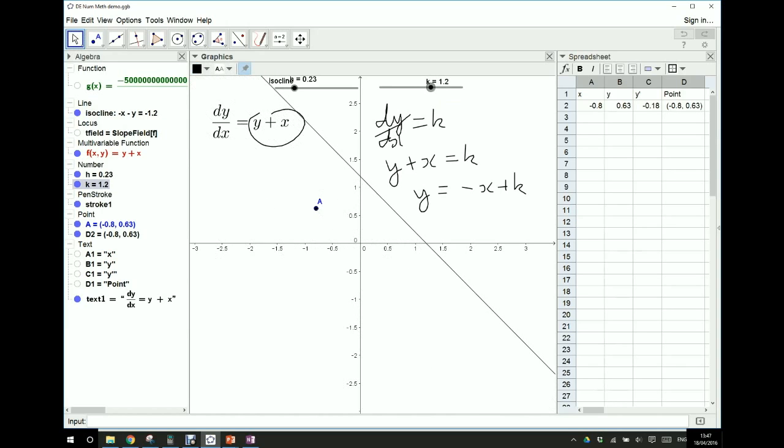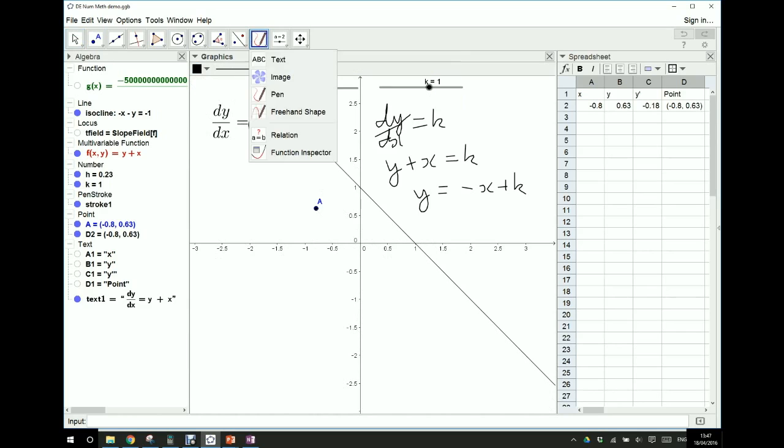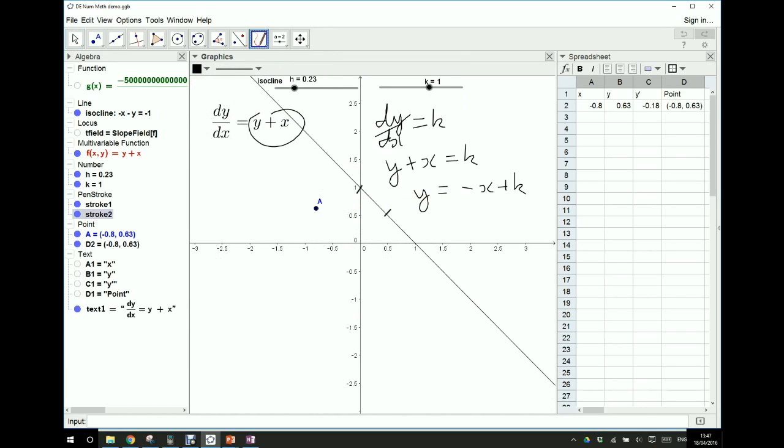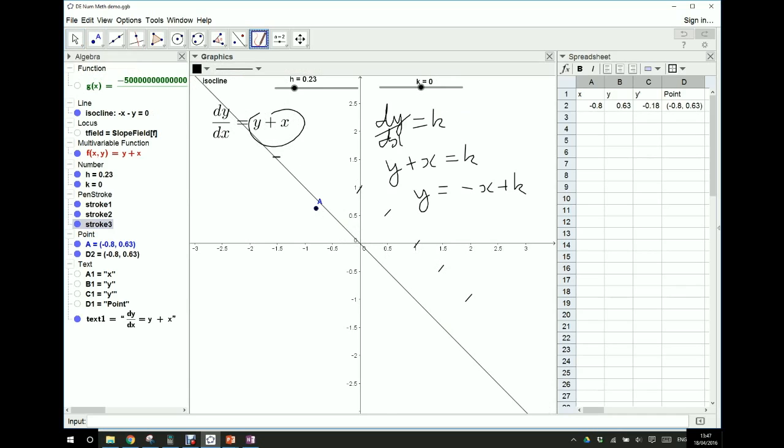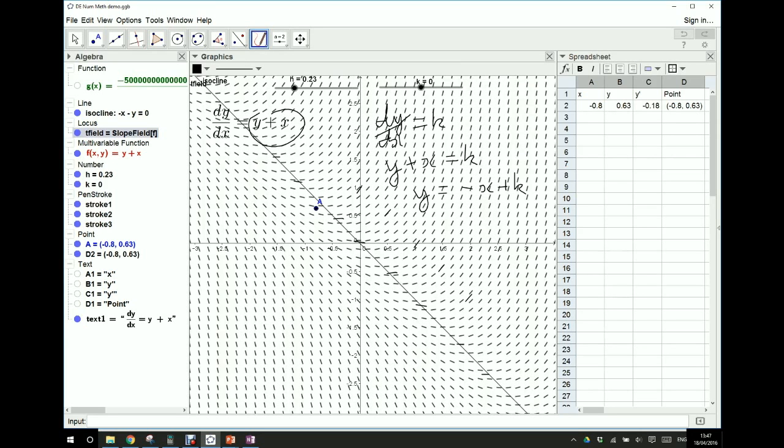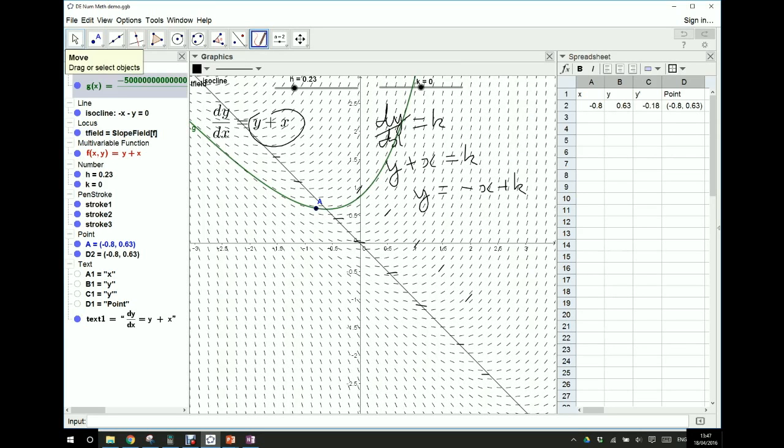If I set k to be 1 again, I would know that everything on this line has a gradient of 1, so I could draw lots of little lines like this. If I set k to be 0, I could draw lots of little lines with a 0 gradient. They'd have to be like this. And eventually you'd begin to fill in the blanks, and eventually you'd create a tangent field which does capture this sort of behaviour. The solutions look like this, by the way.